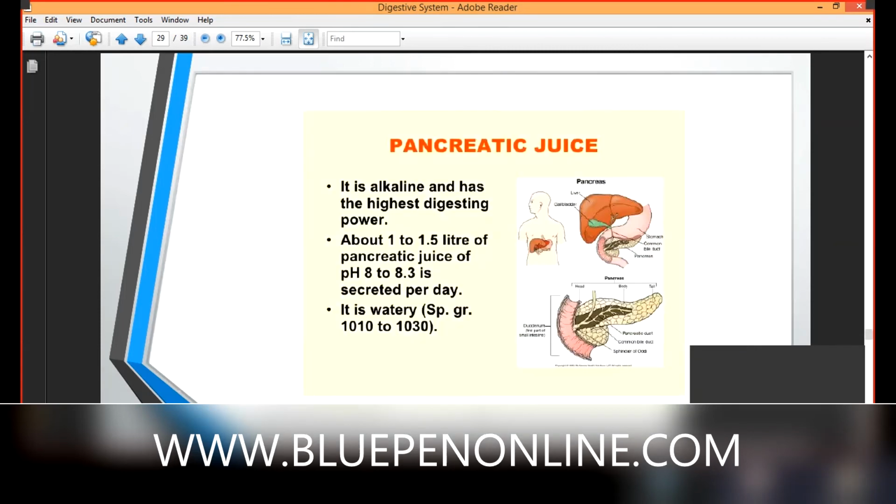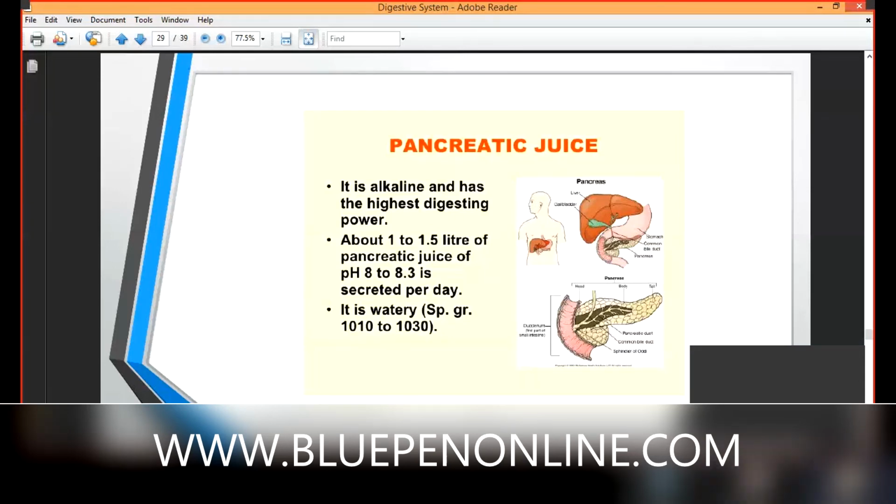Can you see the diagram? The duct cells and the pancreatic acini. In the second diagram, you can see the branches of the ducts. These ducts secrete water and bicarbonate, whereas the cells secrete the enzymes.